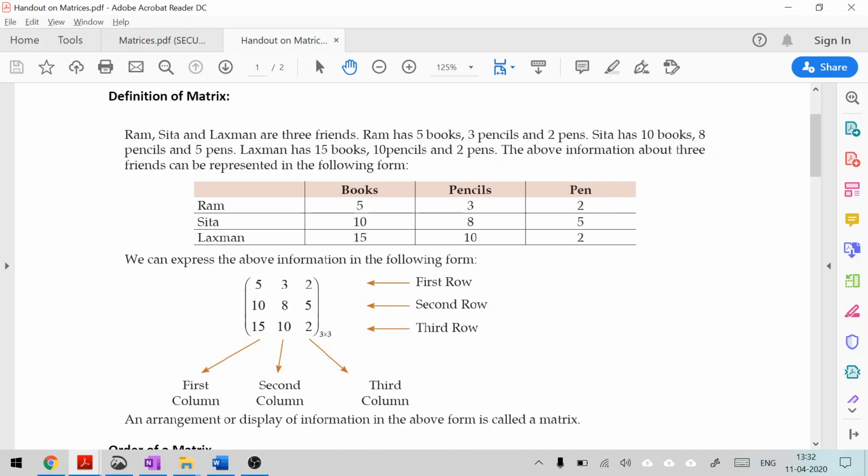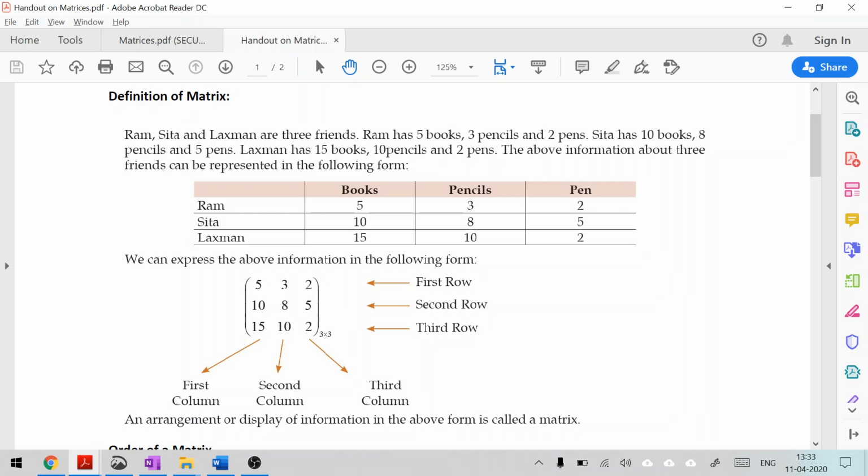If I put this information in the form of a table, or in this format, what have I done? The first column is books: 5, 10, 15. The second column is pencils: 3, 8, 10. The third column is pens: 2, 5 and 2. Now the first row is Ram, the second row is Sita, and the third row is Lakshman. This information, which is in the form of a table, I have just converted to a matrix.